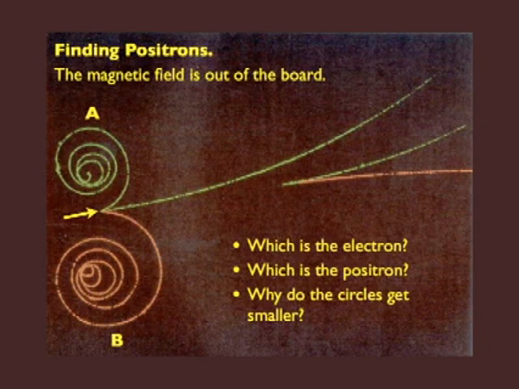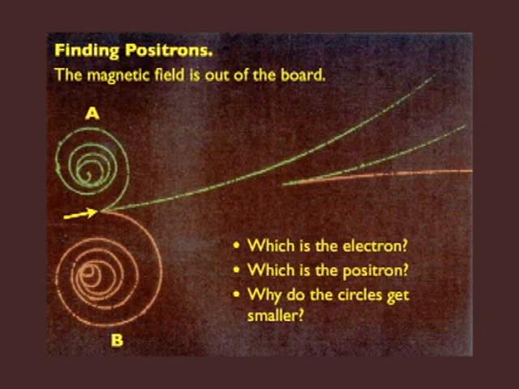Why do they go in circles? There's a magnetic field which is present, so the particles are circling around the magnetic field lines. The magnetic field in this picture is out of the board. Given that, which of these particles is the electron? Which one is the positron? Okay, and I'm going to call a name out of the box and ask a person to answer this. Which is the electron? Which is the positron?